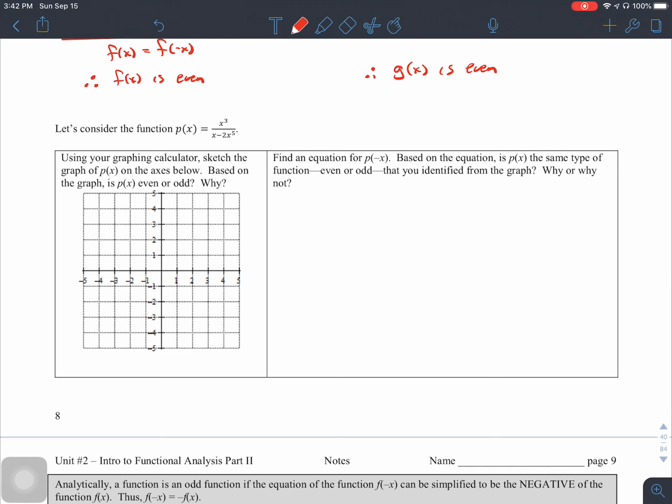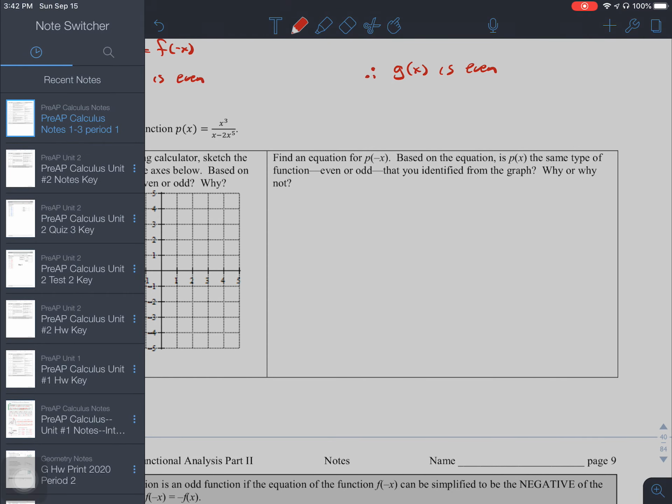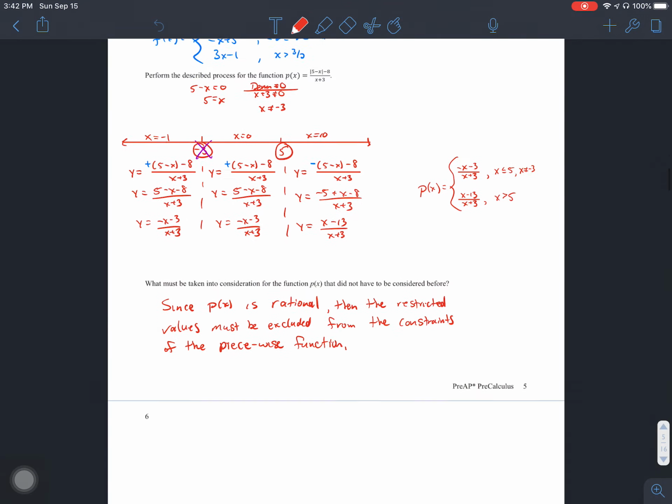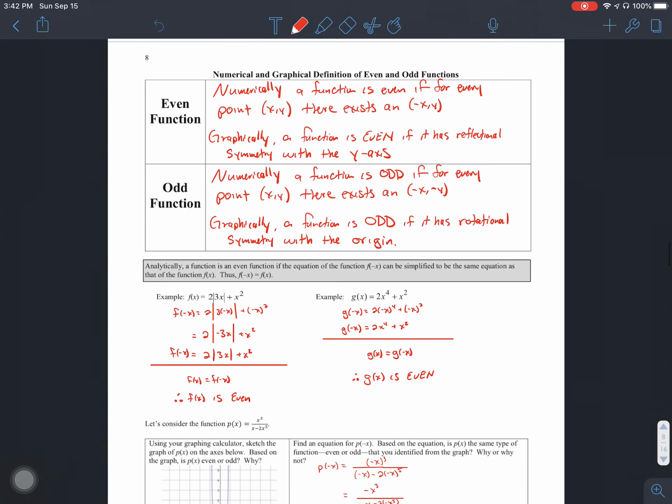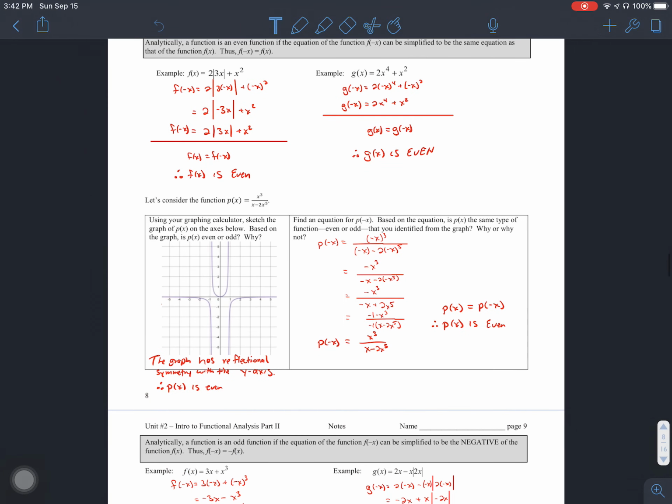Using your graphing calculator, sketch the graph of p of x on the axis below. Based on the graph, is it even or odd? Explain why. I am going to cheat here because I already have this written someplace. Just going to bring it over. I put this in Desmos.